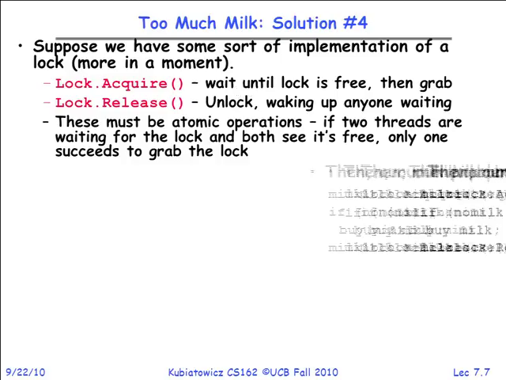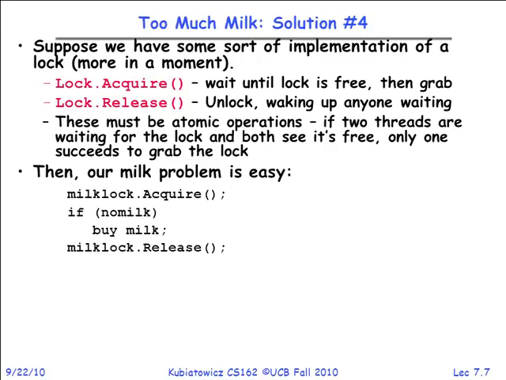Okay, so this makes our milk problem really easy. The thread does milk lock.acquire, if no milk, buy milk, milk lock.release. Okay, very easy. And the other nice thing about this solution is we could do this with 100 threads. So this works in a fraternity.